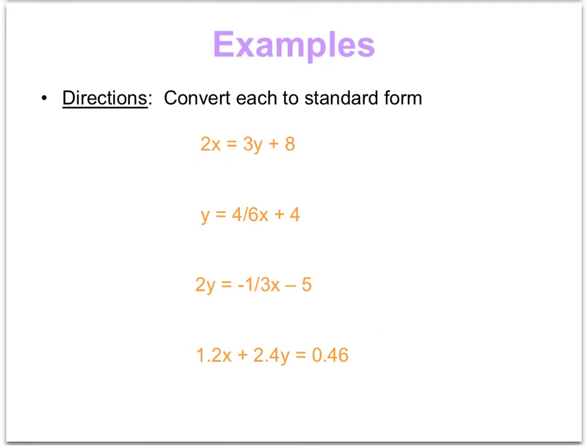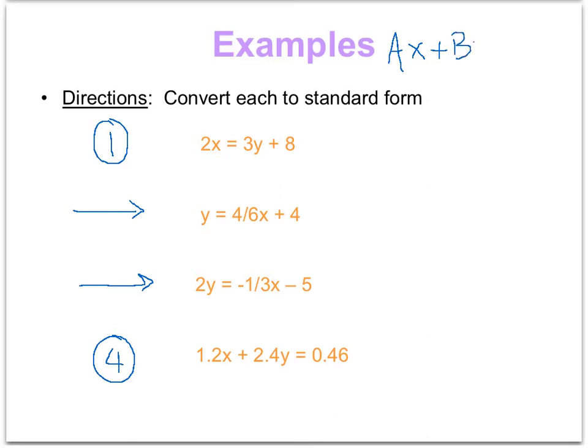Here are 4 examples. I want you to take down number 1 and number 4, which I'm going to do here now in your notes, but I also want you to try number 2 and number 3 in your notes alone as well. So in number 1, in order to change this to standard form, remember that the first step is to get x and y on the exact same side. So we have to move our 3y over. To do so, I'm going to subtract 3y from either side. This is going to give me 2x minus 3y equals 8.